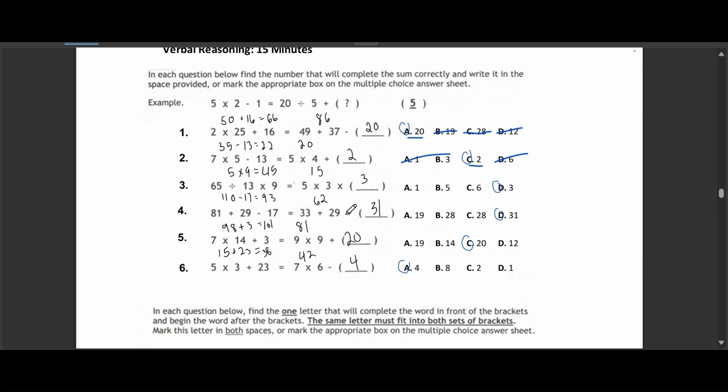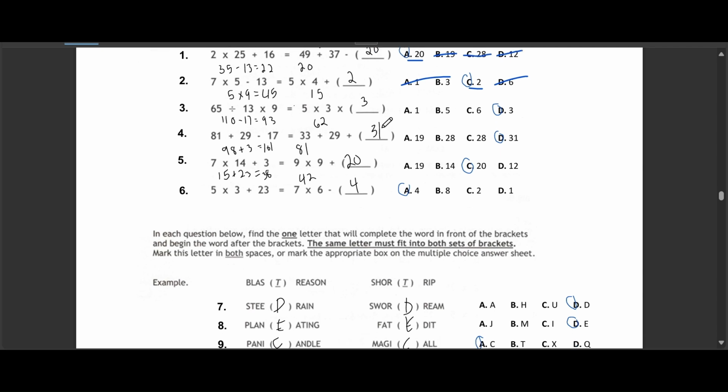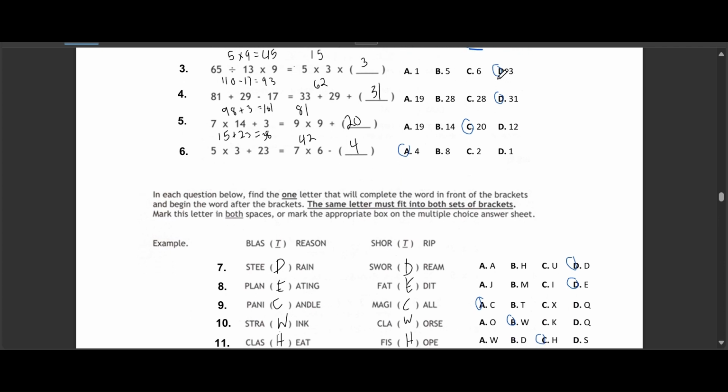Question 3. 65 divided by 13 times 9 equals 5 times 3 times what number? A 1, B 5, C 6, D 3. The correct answer is option D. 65 divided by 13 is 5. 5 times 9 equals 45. On the other side, 5 times 3 is 15.